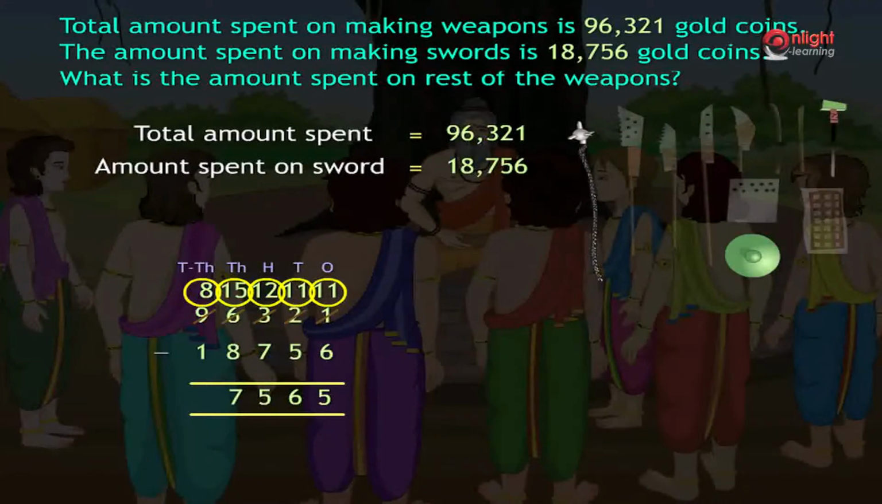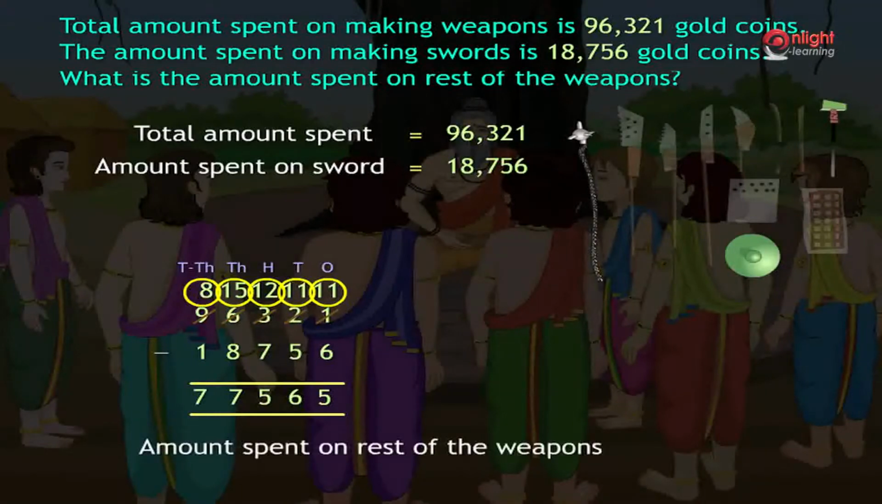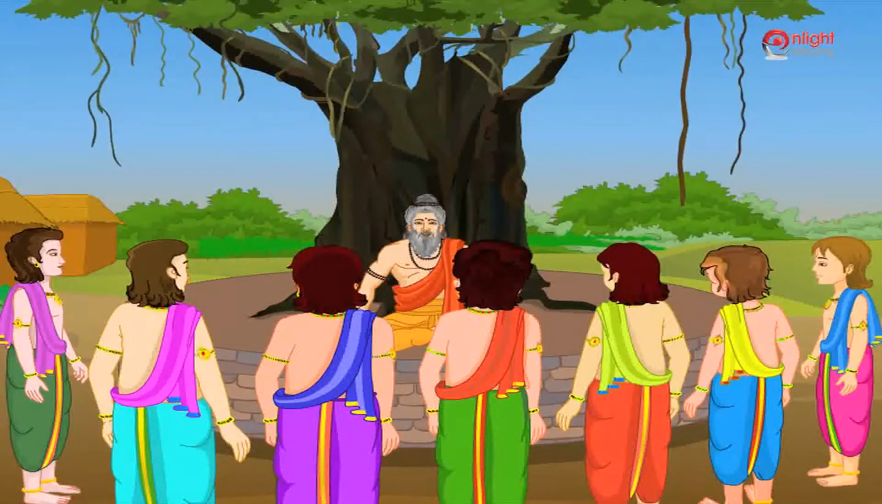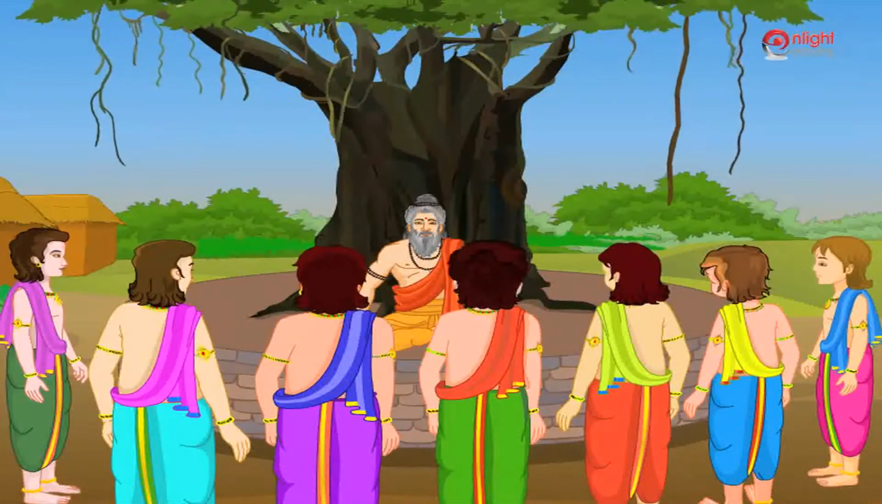Now subtracting the numbers in 10,000s place, that is 8 minus 1 equal to 7. Hence, amount spent on rest of the weapons is 77,565 gold coins. Now let us practice some more problem on subtraction.